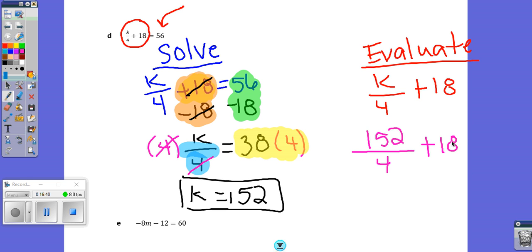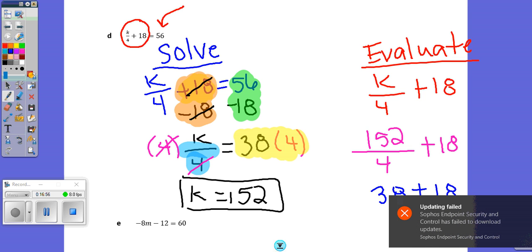When we evaluate, division comes before addition. So 152 divided by 4, that's equal to 38. So we have 38 plus 18. And 38 plus 18 is equal to 56.